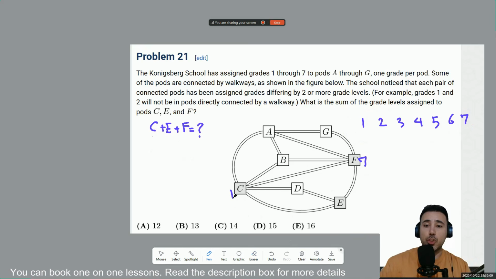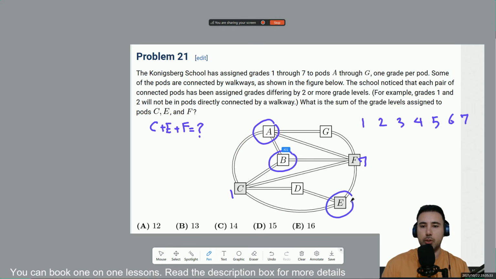So now which ones are connected to C and F at the same time? For example, G is connected to F. Okay, but is it connected to C? No. So let's not focus on those. A is between C and F, connected. B is connected. E is connected. So these are the ones we want to focus on.